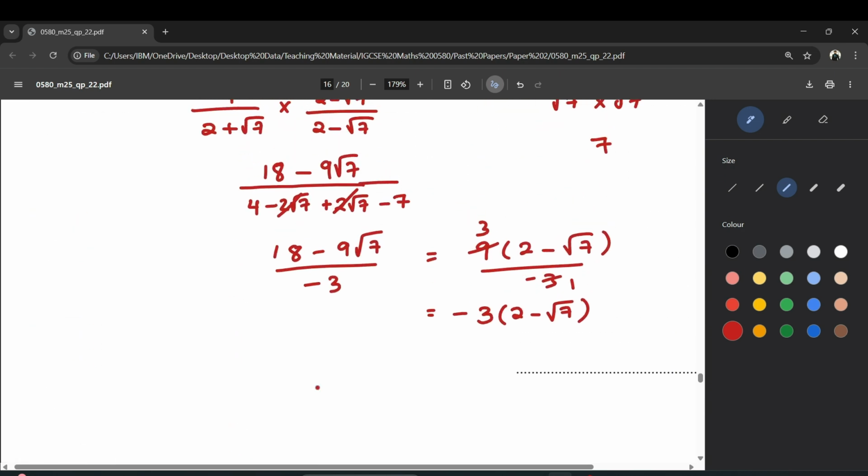Also, there's one more way that you can express this. If you don't like this minus outside, what you can do is you can take this minus inside. Okay, you can multiply this minus inside. So I will be left with 3 times minus 2 plus root 7. So now if I just rearrange it, I would get root 7 minus 2. So that is another way of expressing your answer. But if you leave your answer in this form, it's perfectly fine, because the question is not asking you to give your answer in a specific form. It just wants you to give an answer where you have rationalized the denominator.